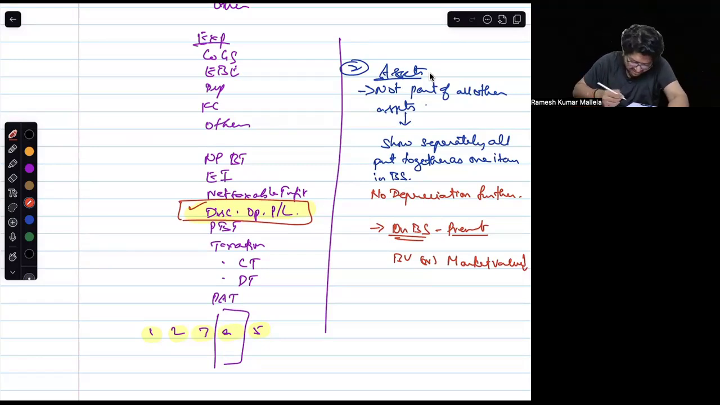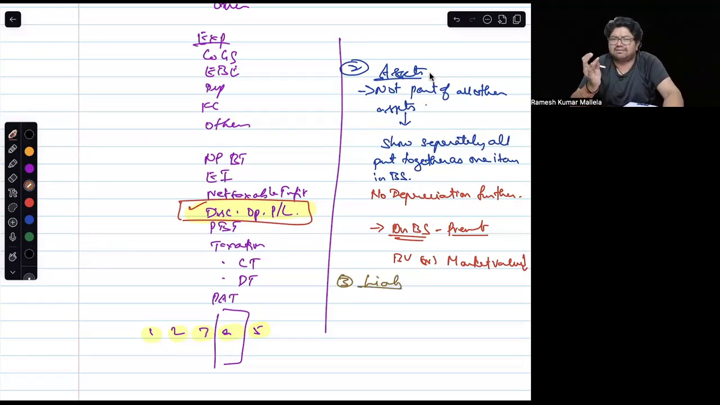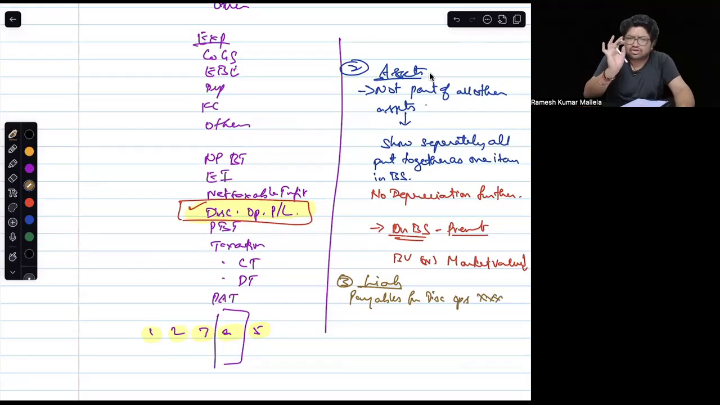Okay, same way liabilities, third part where there will be impact. Liabilities, whatever liabilities, be it creditors, non-current liabilities, everything put together, single item, payables for discontinued operations. Okay, will be shown as part of your non-current liabilities, and you disclose whatever value is there. Okay, disclosure is very simple.